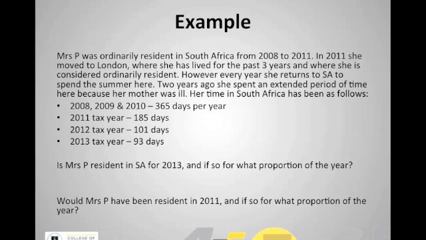Secondly, would Mrs. P have been resident in 2011, and if so, for what proportion of the year? Well, 2011 was the year that she moved from South Africa to the UK. So she would have been resident in 2011 because of the ordinary residence test. And because we're applying that test, she would only be resident for a portion of the year. That would be the 185 days until she changed her country of residence. So those two parts to the example highlight the difference between the physical presence test and the ordinary residence test.